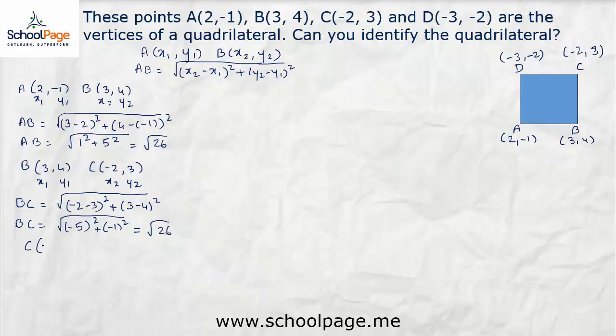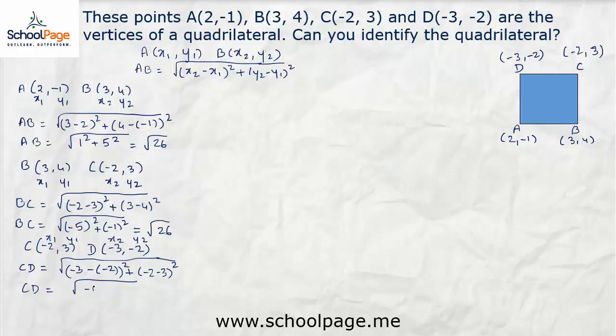Let us now find the distance CD. The coordinates of C are minus 2, 3 and D is minus 3, minus 2. Again we use the distance formula. So CD equals square root of minus 3 minus of minus 2 the whole square plus minus 2 minus 3 the whole square. So CD equals square root of minus 1 the whole square plus minus 5 the whole square, which is equal to root of 26. Let us find the distance DA.